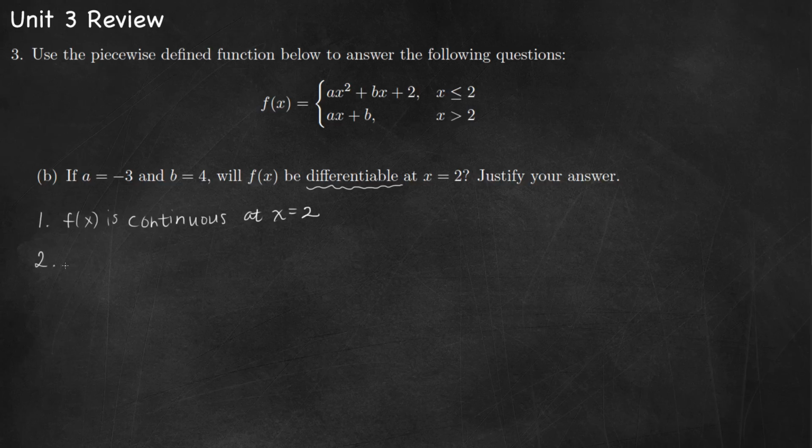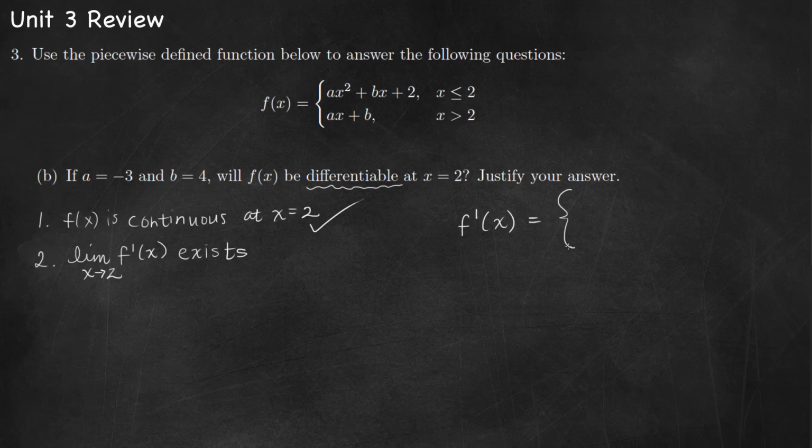And the second thing, we need to know that the limit of f prime of x, that's the derivative of f, as x approaches 2 exists. Okay, so number one, we've already checked. Yes, f of x is continuous at x equals 2. Now we need to find the limit of f prime of x as x approaches 2. So let's write a piecewise equation for f prime of x.